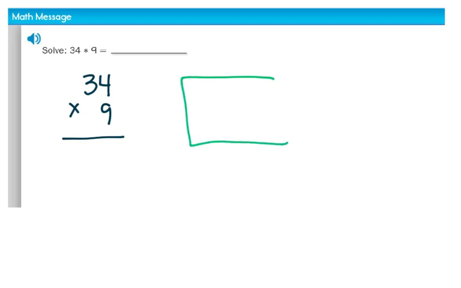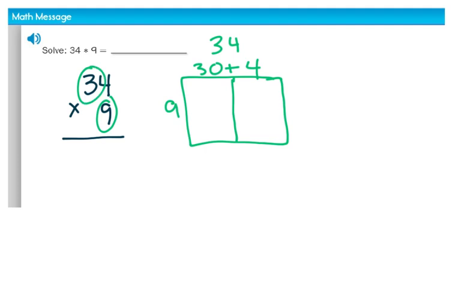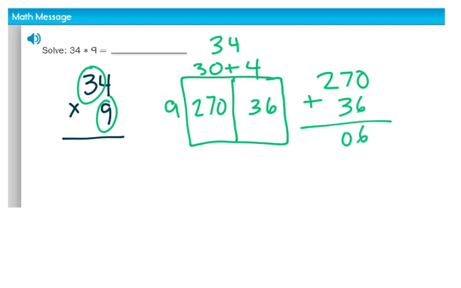Some of you may remember from last year where we partitioned rectangles and we thought of 34 as 30 plus 4 and then 9. We called this partial products or partitioning rectangles. And then what we did is we just took 9 times 30, 9 times the value of the 30, which is 270, and then 9 times 4, which is 36, and then we added together 270 plus 36 to get 306.